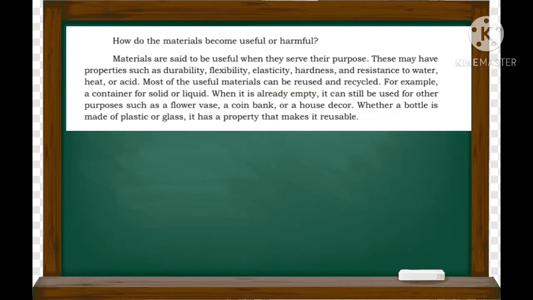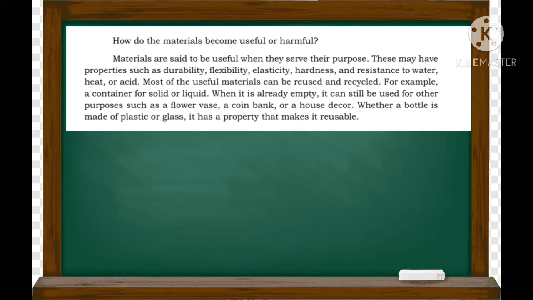How do materials become useful or harmful? Materials are said to be useful when they serve their purpose. They have properties such as durability, flexibility, elasticity, hardiness, and resistance to water, heat, or acid. Most of the useful materials can be reused and recycled.